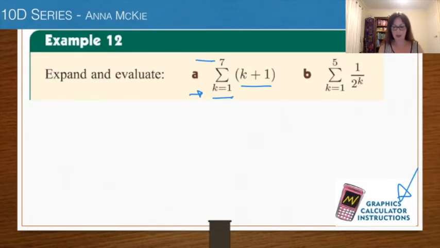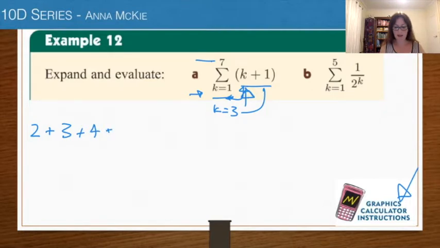So let's write them out. Our first one, if k is 1 and we substitute that in there, we have 1 plus 1 gives us 2. So that's our first term. The next term, so we always do whole numbers along, is when k is equal to 2, substitute 2 into here, 2 plus 1 is 3. Next one, k is equal to 3, 3 plus 1 gives us 4.